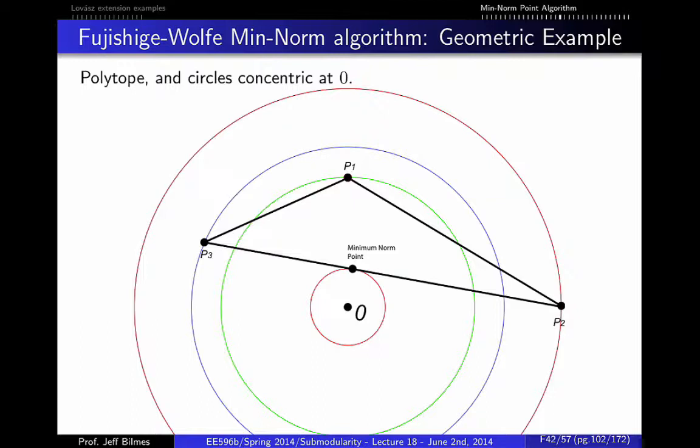So the polytope is defined by 3 points. Okay, the origin is down here. And we've got 4 concentric circles. All of the circles that we're going to draw are centered at the origin. And so what we see is that the minimum norm point is right here. Right? That's the one that's on this particular face. The closest vertex is P1. The next closest is P3, and the farthest vertex is P2.